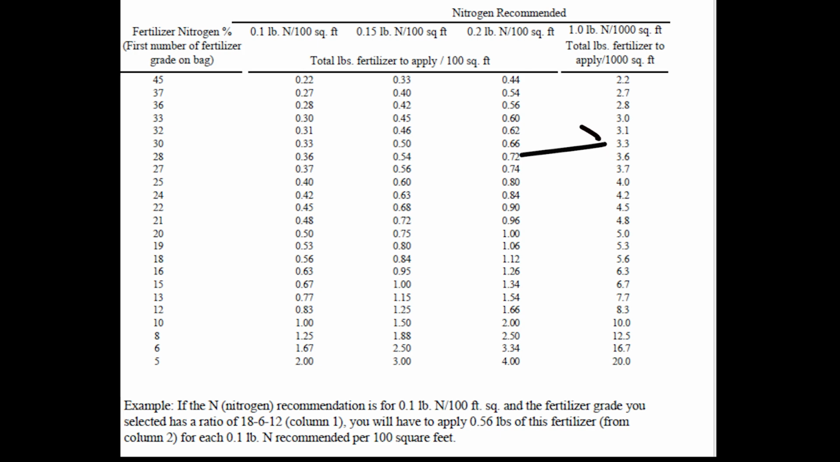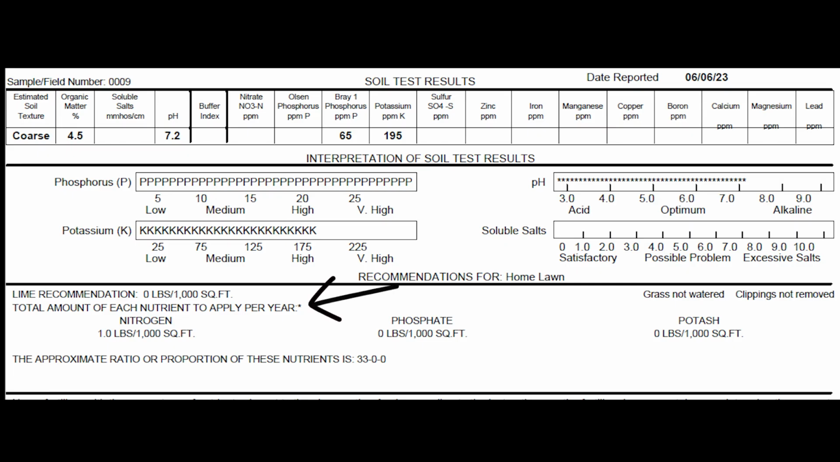And it's important to remember that per year, especially if we are going to be fertilizing at 3 separate times. So we can take that 3.3 and divide it by 3, which gives us 1.1 pound of nitrogen per 1,000 square feet per application at 3 separate times, which equals 3.3 pounds of nitrogen per 1,000 square feet per year.